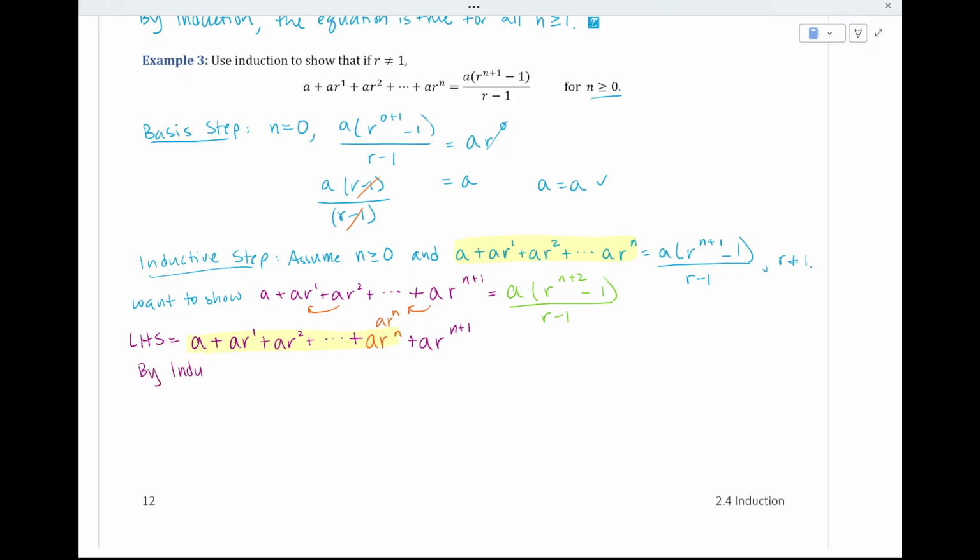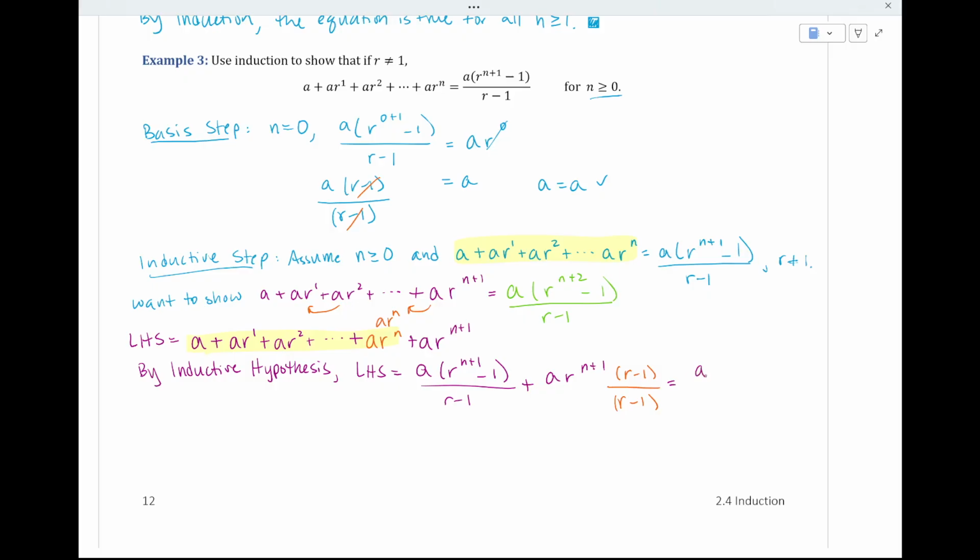By inductive hypothesis, my left-hand side is A times (r^(n+1) minus 1) over r minus 1 plus A times r to the n plus 1. And I'm going to try to show that this is equal to that green thing. So I'm going to do something similar to what I did last time. I'm going to multiply this by r minus 1, so that I can add these together.